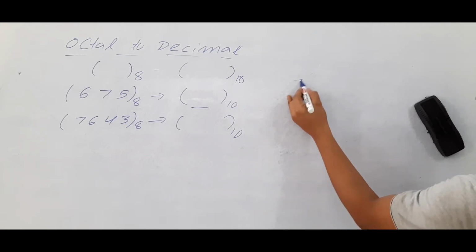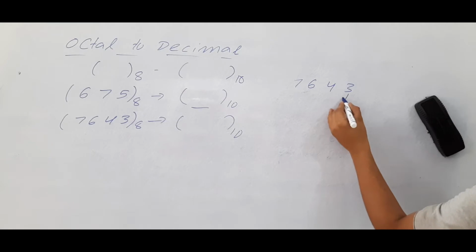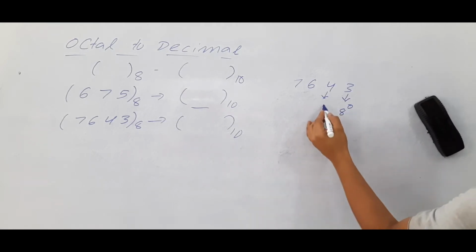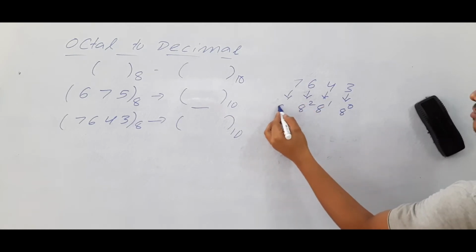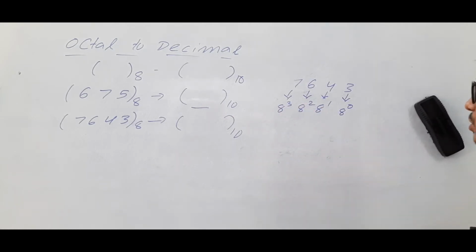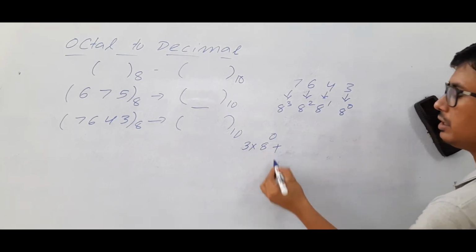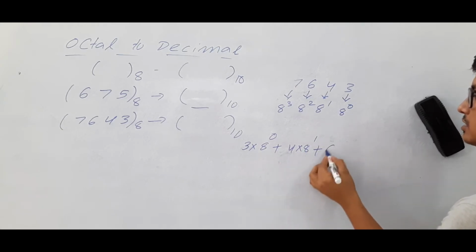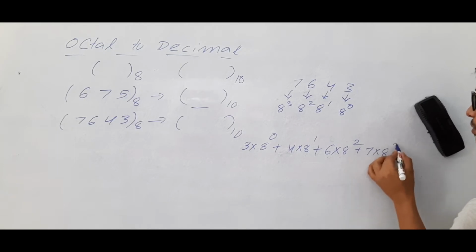So, what I will do, I will take 7, 6, 4, 3. 3 has a weight of 8 power 0. 4 has a weight of 8 power 1. 6 has the weight of 8 power 2. 7 has the weight of 8 power 3. So, you have to take 3 into 8 power 0 plus 4 into 8 power 1 plus 6 into 8 power 2 plus 7 into 8 power 3.